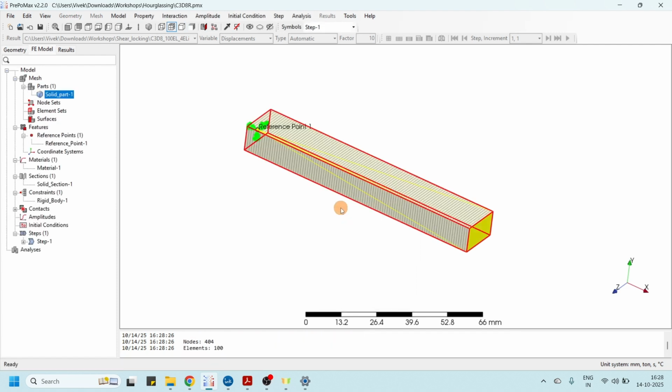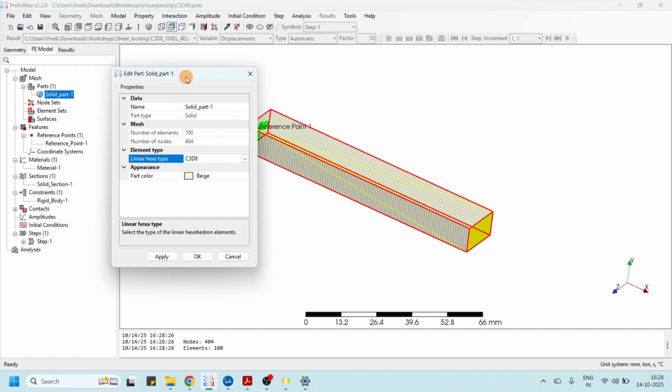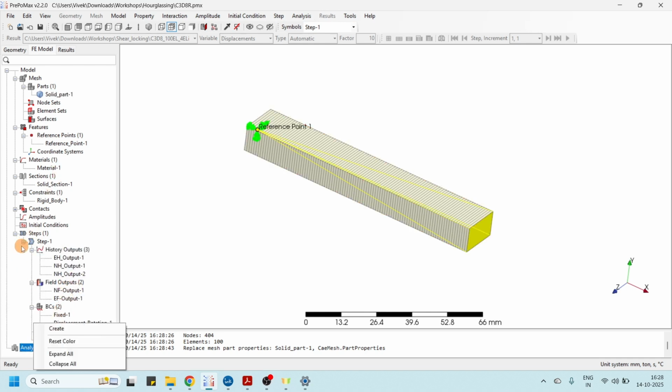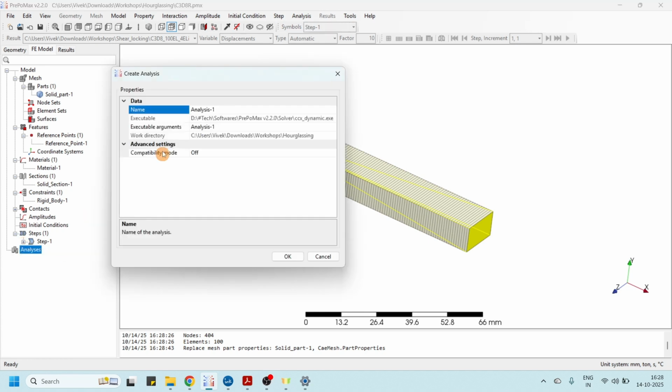and mesh it. Here we can go into this FE model tree where the solid part is, double click and open it, and change the element type. So this is full integration. I will change it to reduced integration, R. So that's it. Remaining everything gets updated automatically. So let me create the analysis, C3D8R, one element along thickness.